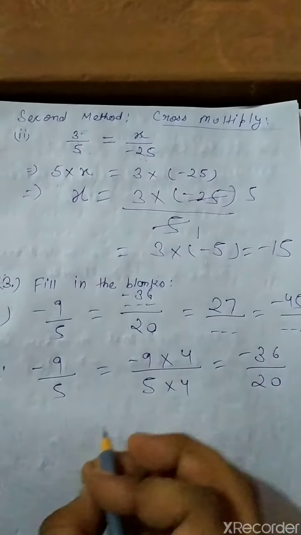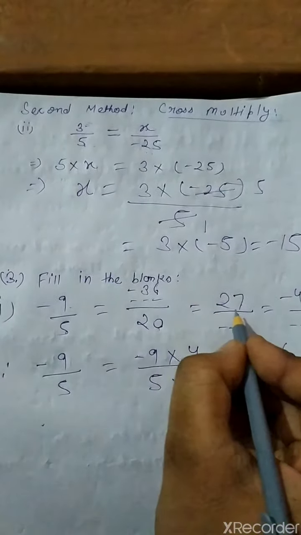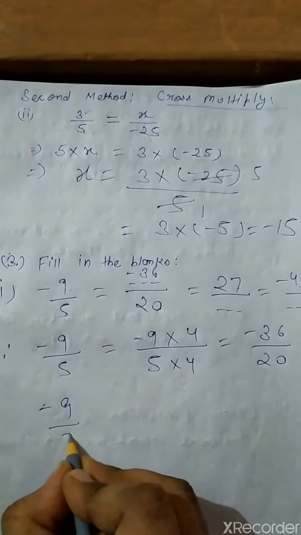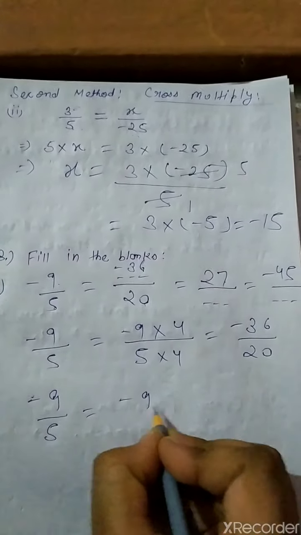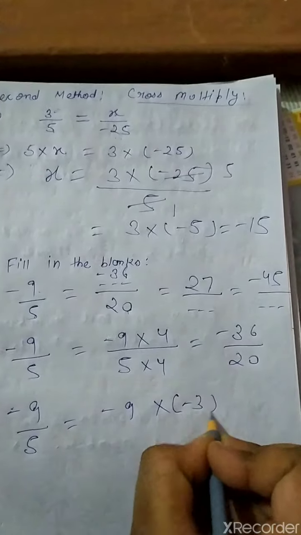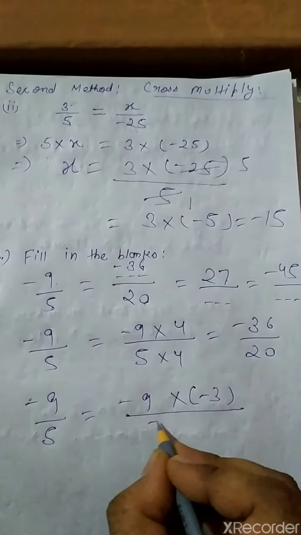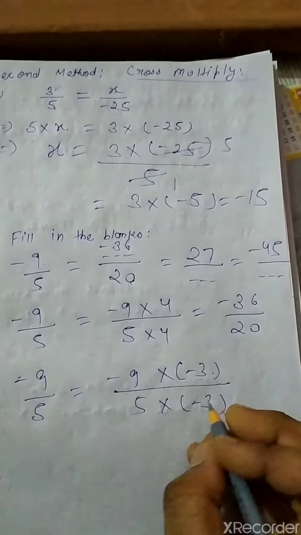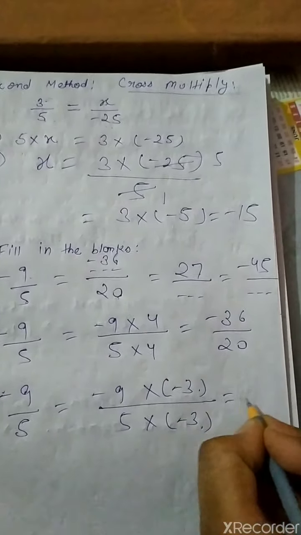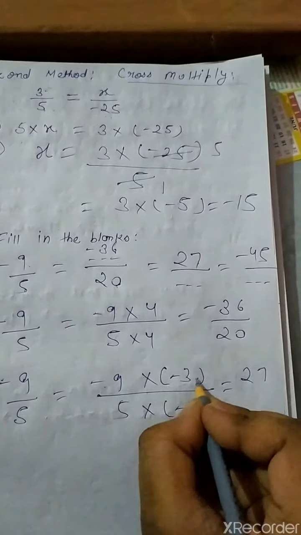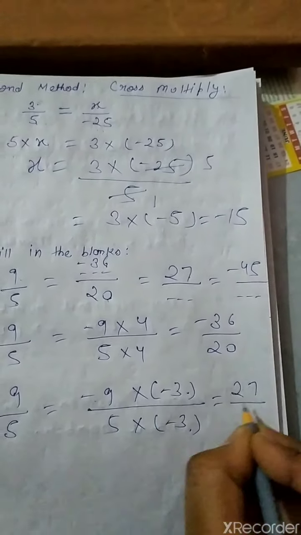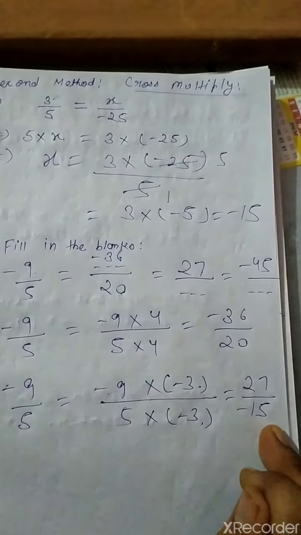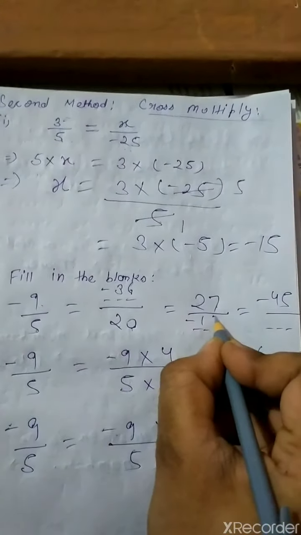Now here is 27. What number do you multiply with minus 9 to make it 27? If you multiply minus 9 into minus 3, it is 27, and 5 into minus 3. Here the numerator is multiplied by minus 3 and the denominator is multiplied by minus 3. Minus 9 into minus 3 is minus into minus, plus, and 9 into 3 is 27. 5 into minus 3 is minus 15. So here you will write minus 15.